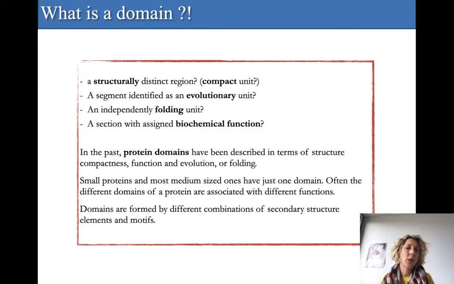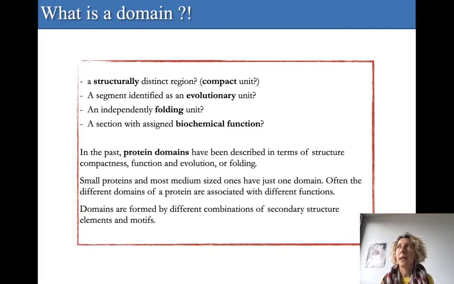In the past, protein domains have been described in terms of all these elements: structure, compactness, function, evolution, folding. But it's not very clear what we should choose. Depending on the context, I would say a domain may be one or the other. And different databases will give you different references. Usually when you have a small protein, you will consider it a single domain protein.